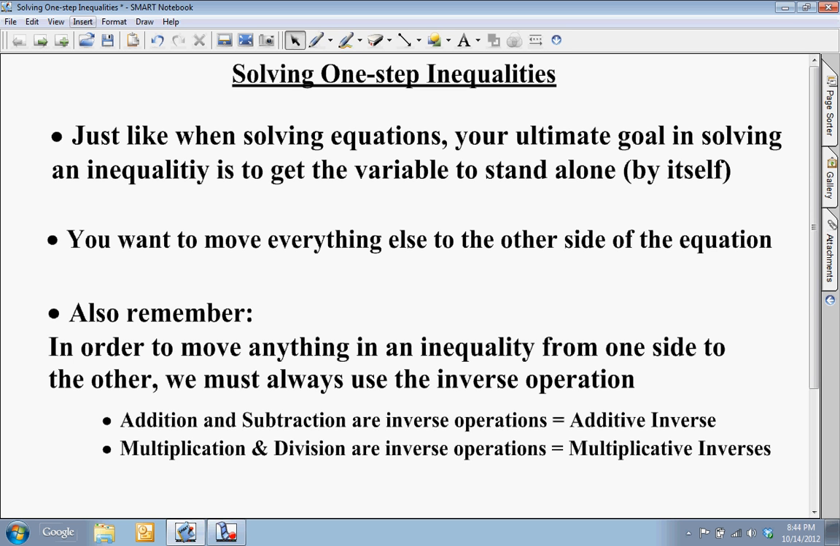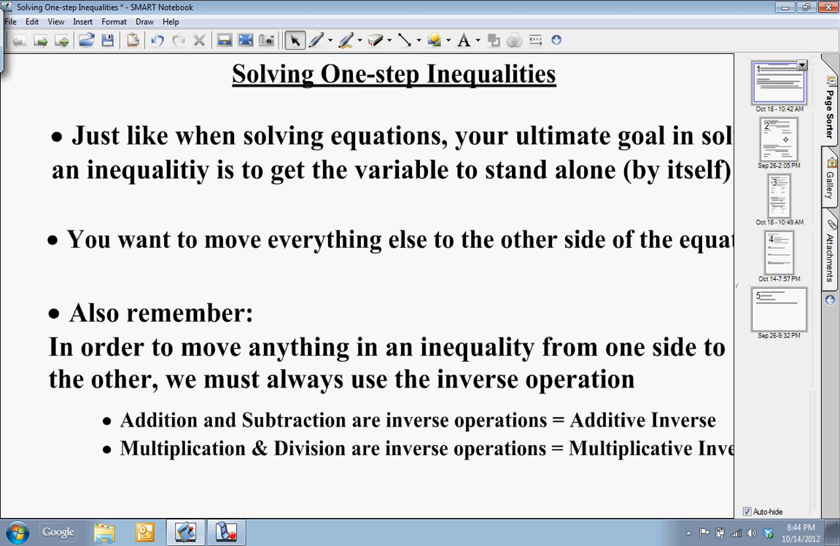We also know that multiplication and division are inverse operations. So if it's a multiplication problem, we will use division in order to get the variable to stand alone, thus allowing us to figure out what the value of that unknown actually is.